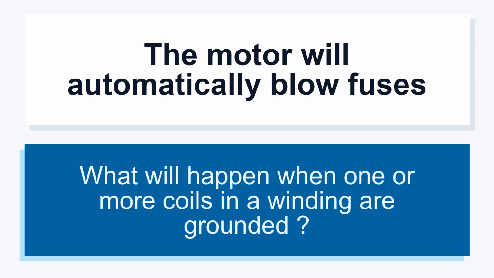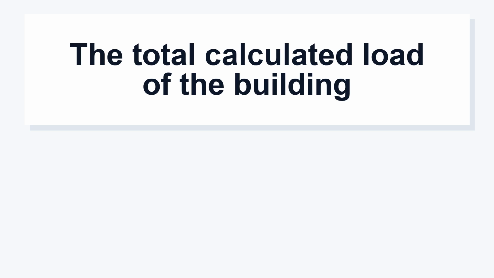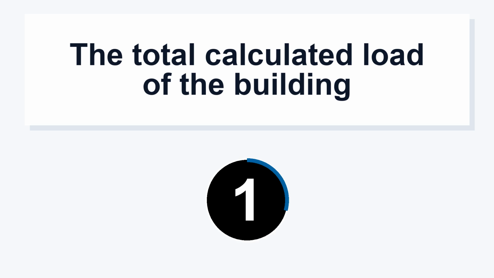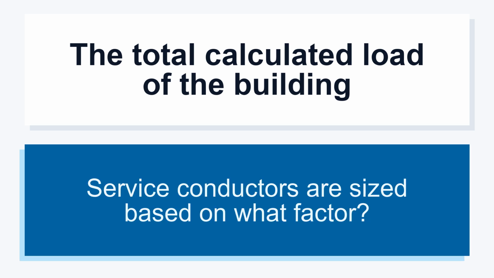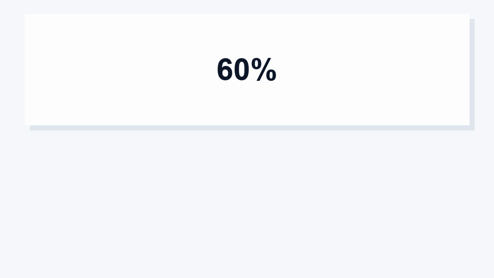What will happen when one or more coils in a winding are grounded? The total calculated load of the building. Service conductors are sized based on what factor? 60%.